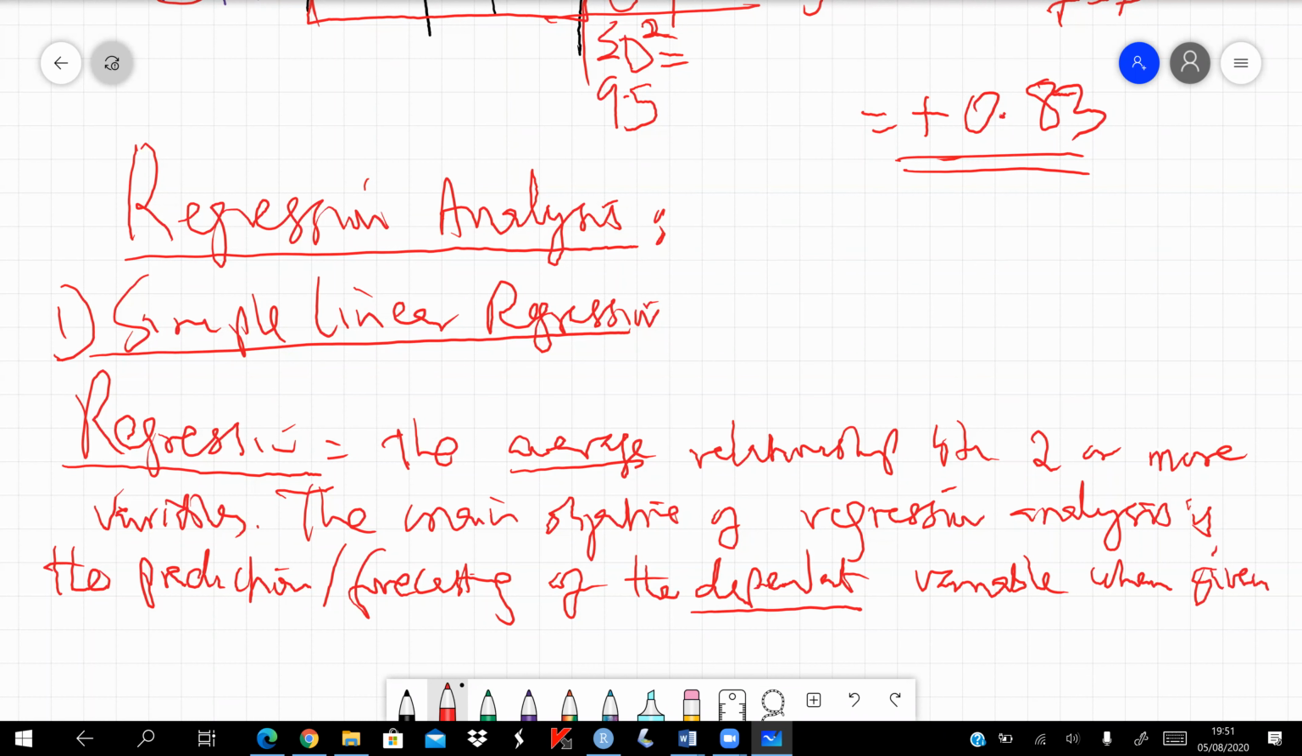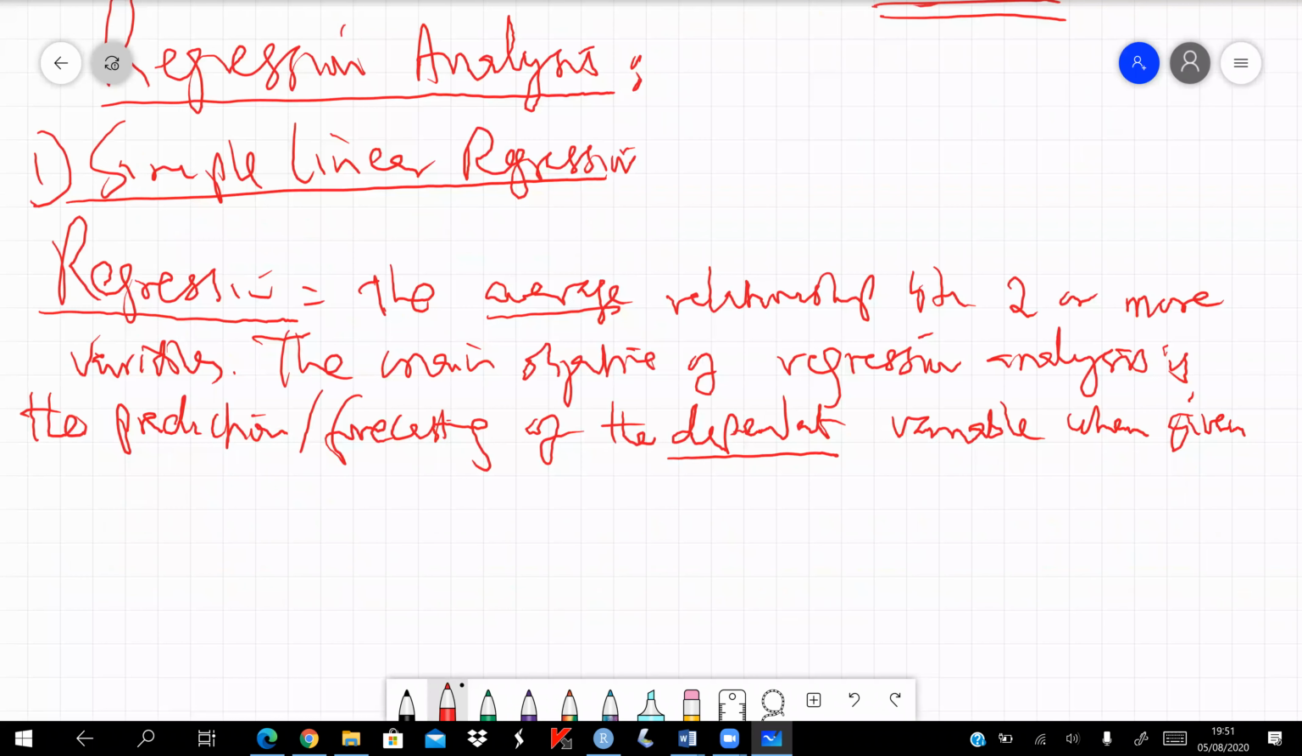when given the values of the independent variable. I know many times we use y for the dependent variable and x for the independent variable. That doesn't have to be the case. You just need to know which one is your dependent variable, which one is your independent variable.